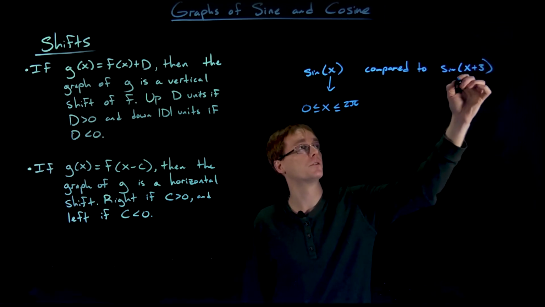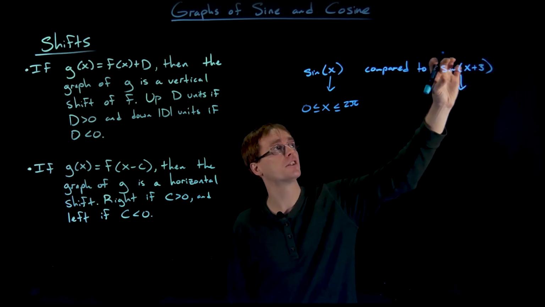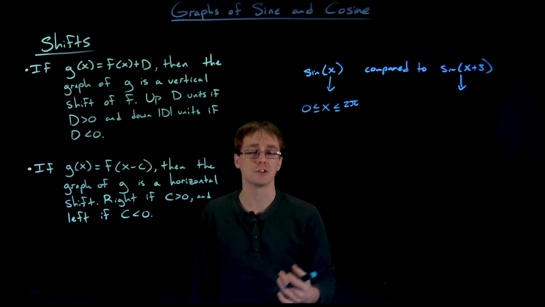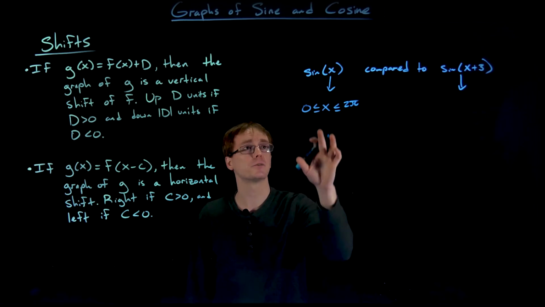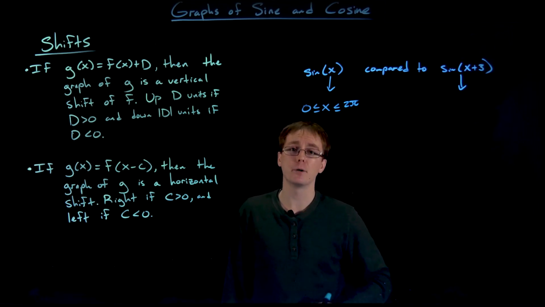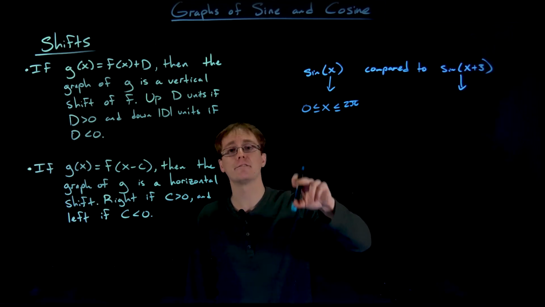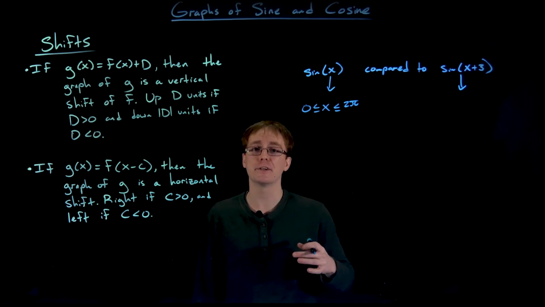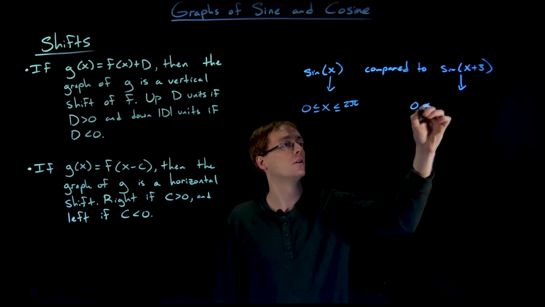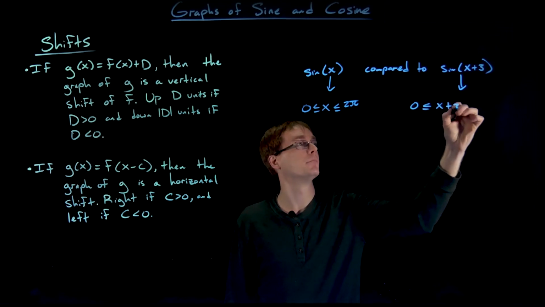Now, if we compare that to sine of x plus 3, this is still our sine function we're talking about. The only thing is the input has changed. Our input is now x plus 3 instead of x, but the same fact is going to be true about our input, in that in order for our sine function to output one of its periods, its input still has to go through this interval from 0 to 2 pi.